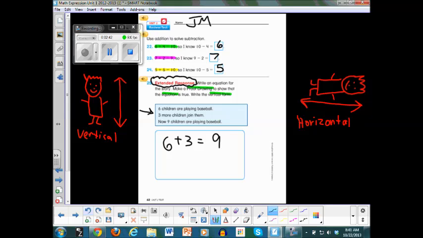Uh-oh, I'm a puzzled penguin. What did I do with my equation? I'm supposed to make it vertical. Did I make it vertical? No. Oh dear, and I didn't even do that on purpose. I really am a puzzled penguin. If you are like me and you did not make it vertical, 6 children plus 3 children. Yes, it needs to be in vertical form. So if you did not do it in vertical form, please do it in vertical form.